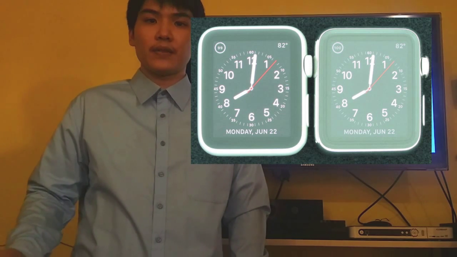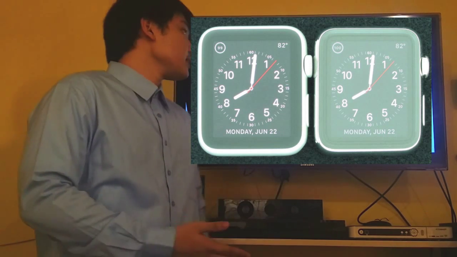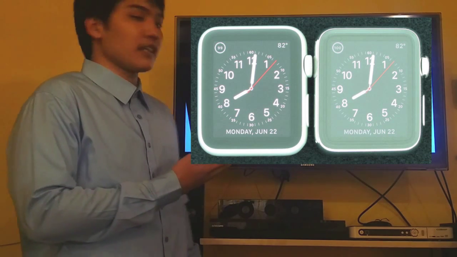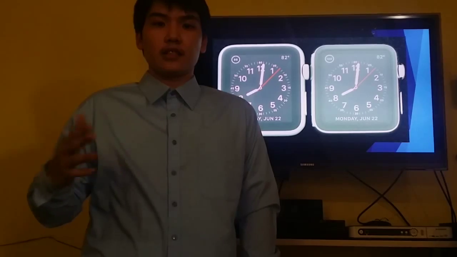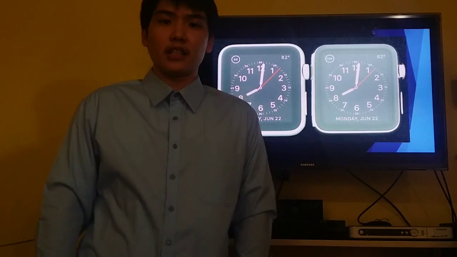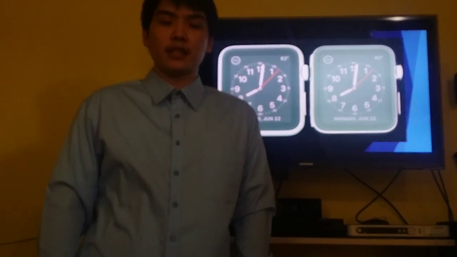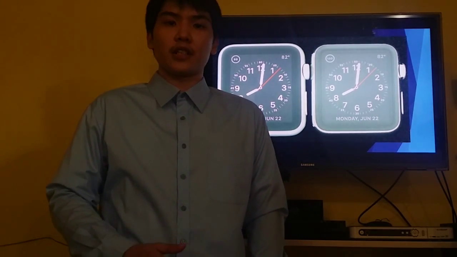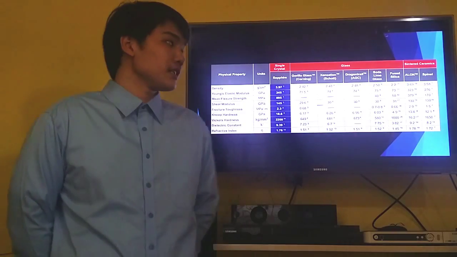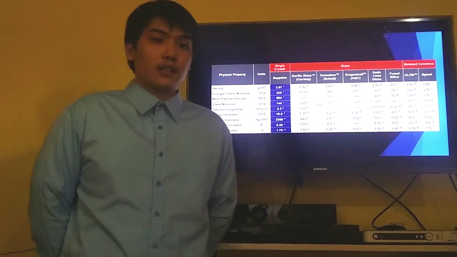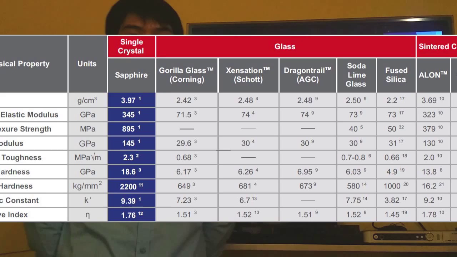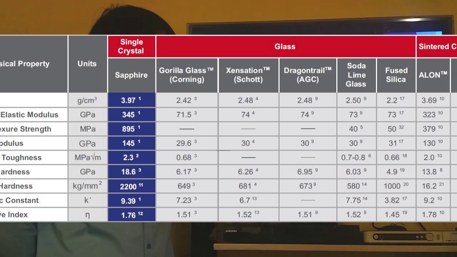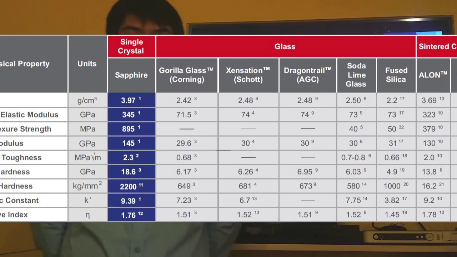In reflectivity, sapphire glass has a little bit higher reflectivity compared to its other competitor, Gorilla Glass. For now, it is counteracted by using an AR coating, which is an anti-reflective coating, but the downside is the AR coating is susceptible to scratches. Now, these are the results of some tests comparing sapphire to its other competitors in the market, in which you can see it scores a very high number compared to its competitors.